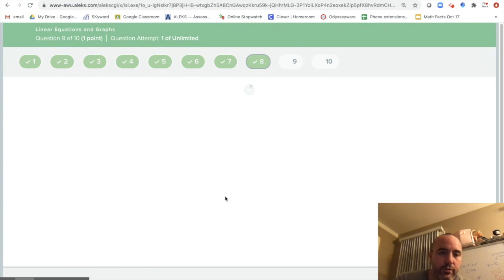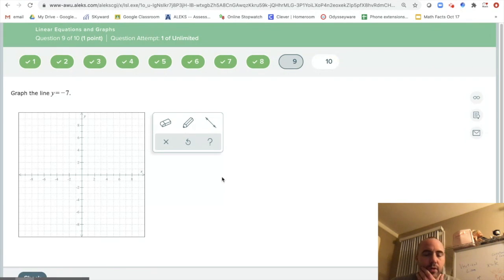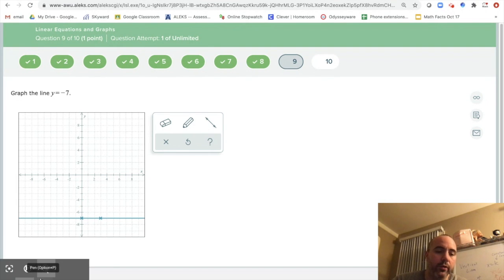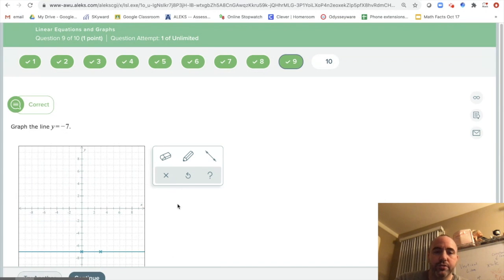Next question. Horizontal line. All right, y equals -7. So the vertical component is fixed. So we have to go where y equals -7. So y equals -7 here, and all over that line, which is how we know that that one is correct. All right, one more question here.